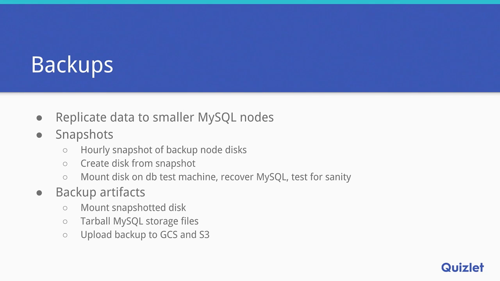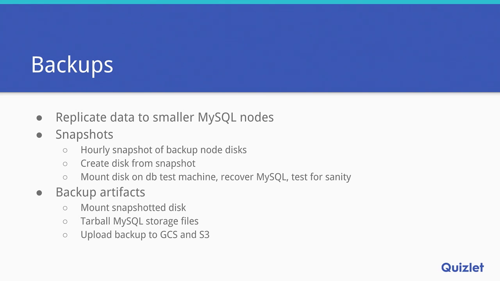So next I want to talk about something that's super important to us. This is backups. We're replicating data to another replica, which is smaller. The purpose of this machine is just to keep up with the write load and keep state with the master, in other words, fall closely behind the master. We're not reading from this node at all.